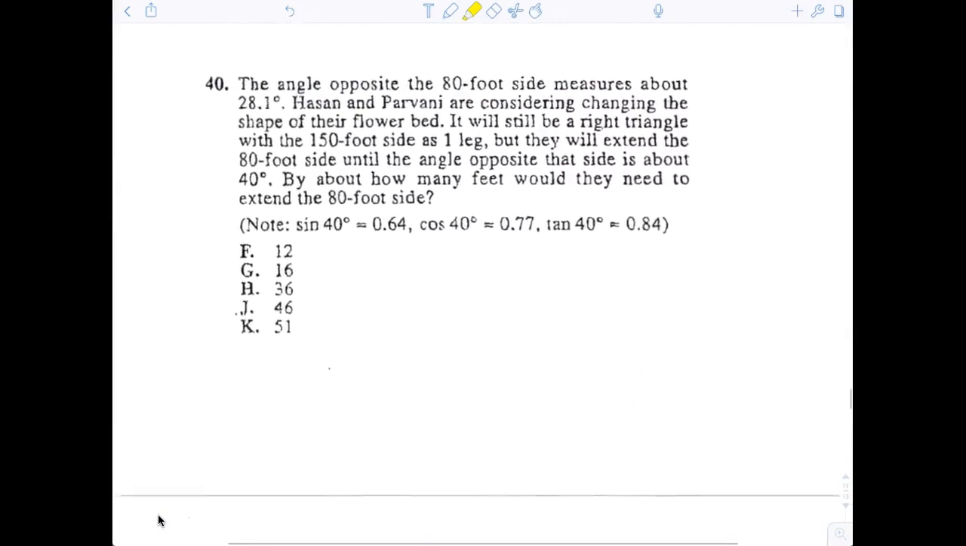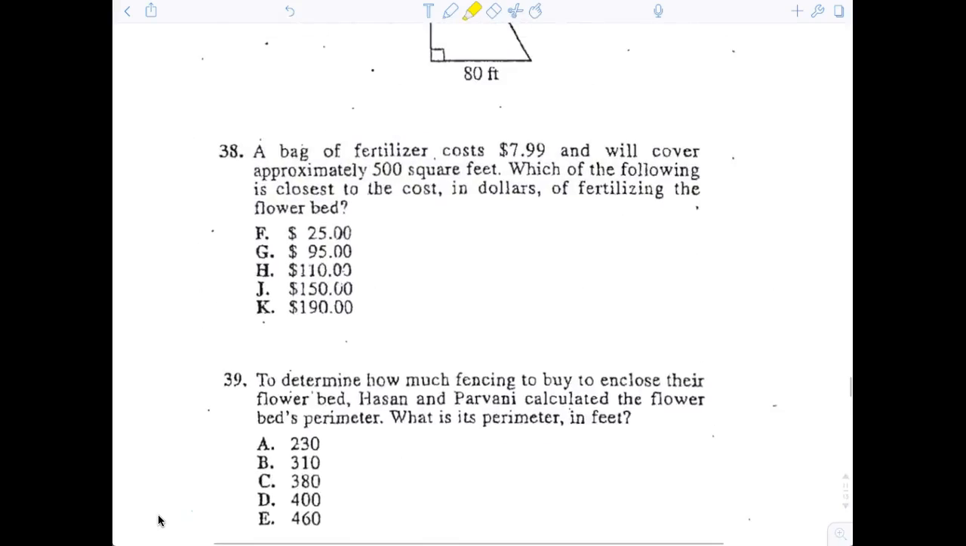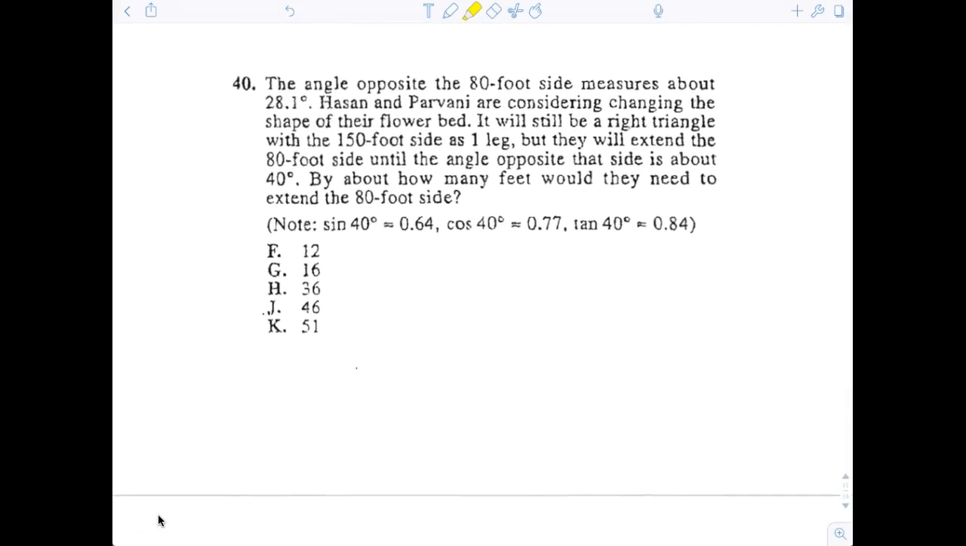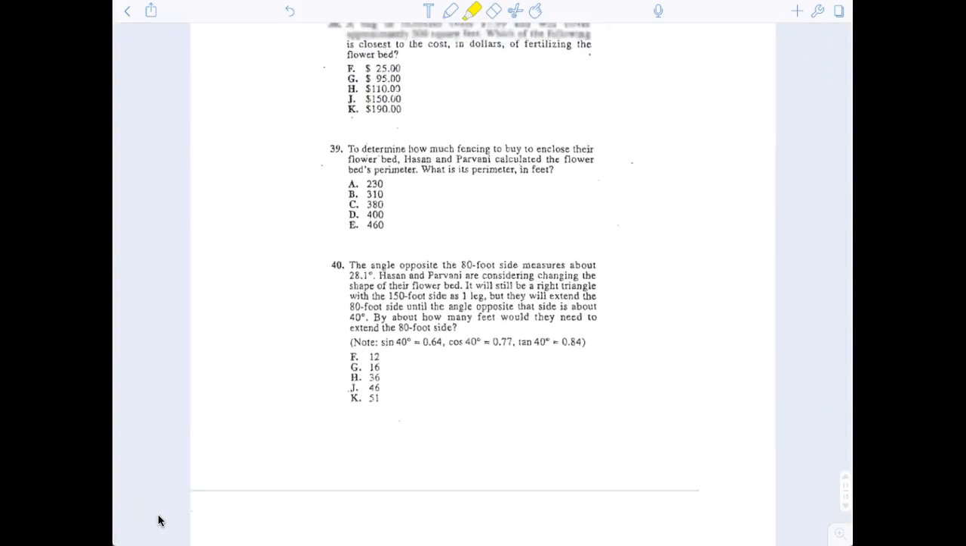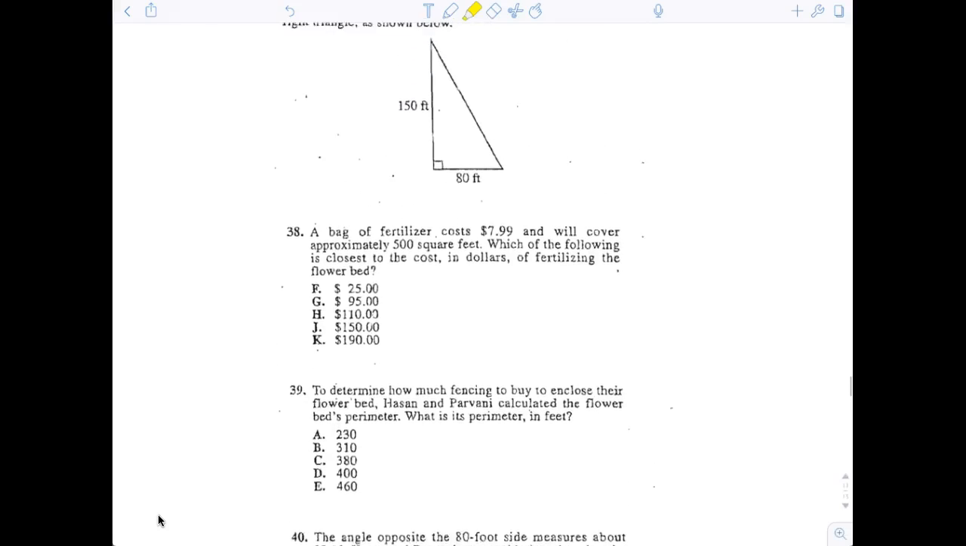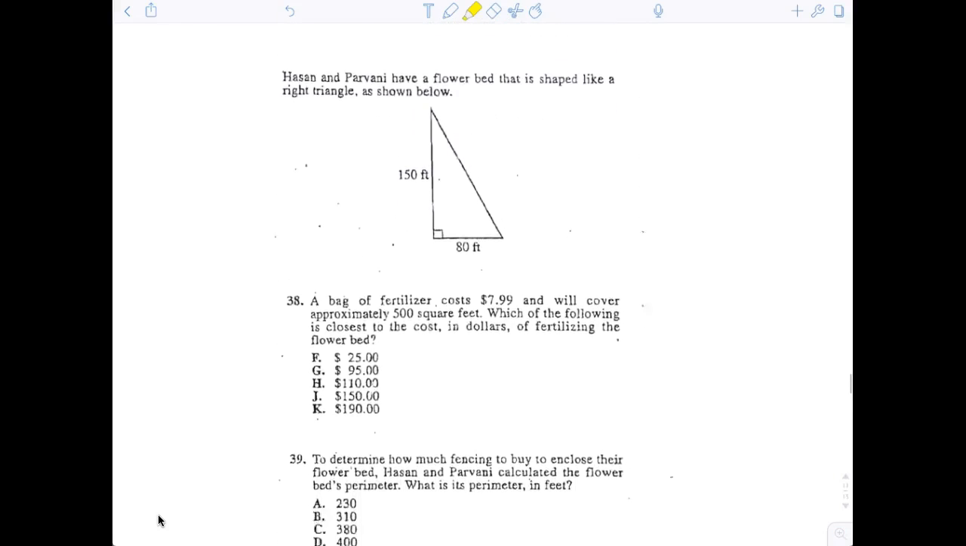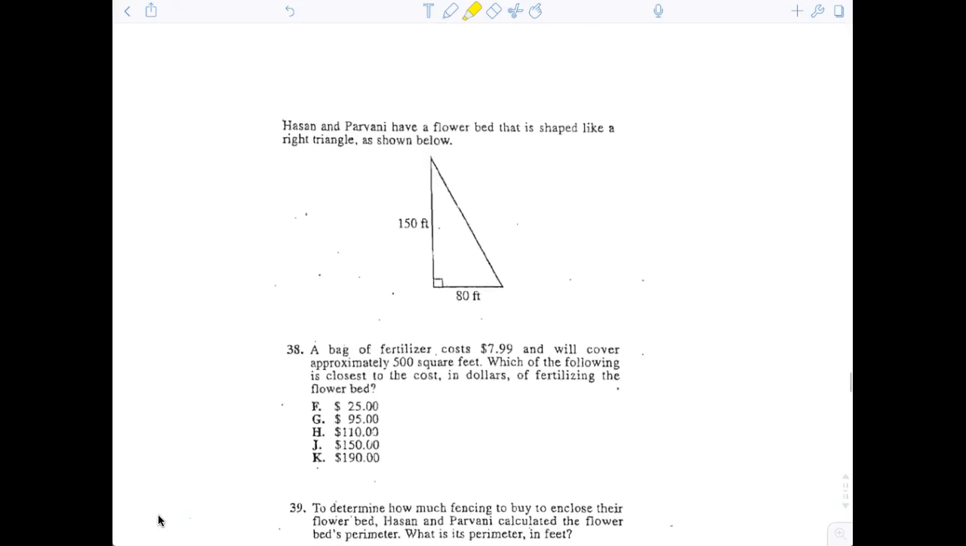All right, so 40, here we go. 40 is another ACT question. The angle opposite the 80-foot side measure. Thank you. I was wondering about that. Okay, so now we have to start back up here. All right, so these 3 questions go to these right here.